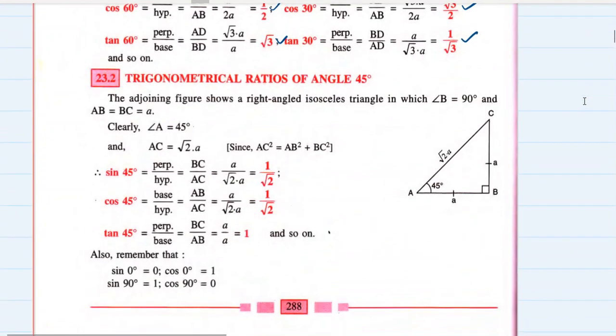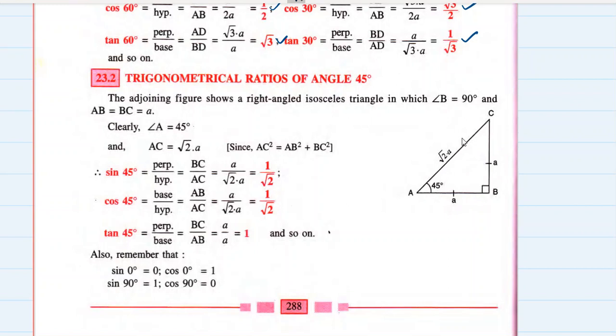Okay, so similarly, consider a right isosceles triangle. A right isosceles triangle is a triangle in which one of the angles is 90 degrees and the other two sides are equal. That means the other two angles will also be equal to 45 degrees each. And if we take the equal sides as a units, then the hypotenuse by Pythagoras theorem will become root 2 times a.